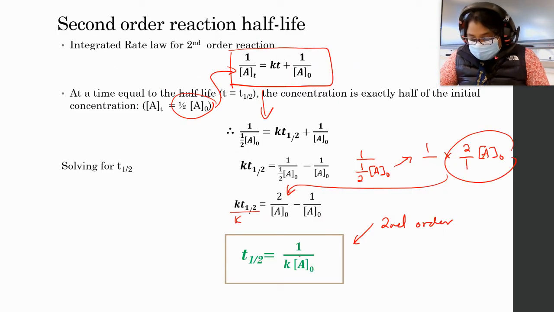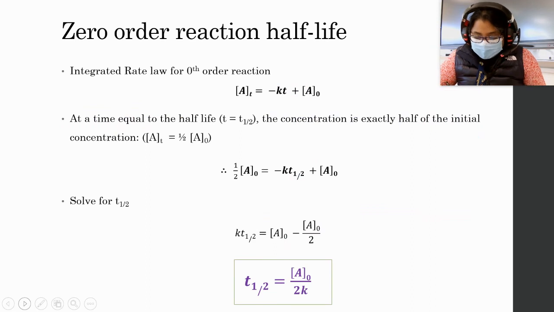So if you have the initial concentration, you can solve for the half-life here. Or if you have the half-life, you can solve for the initial concentration. Or if you have the half-life and the initial concentration, you can solve for the rate constant. Okay? Then let's look at the zero order half-life reaction.